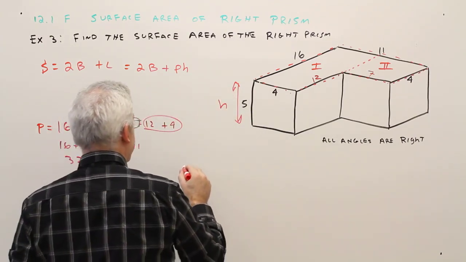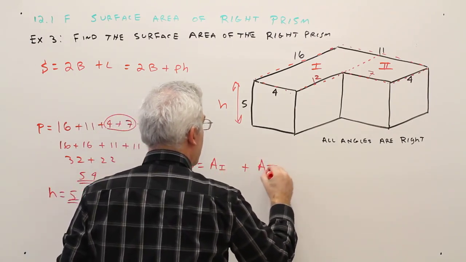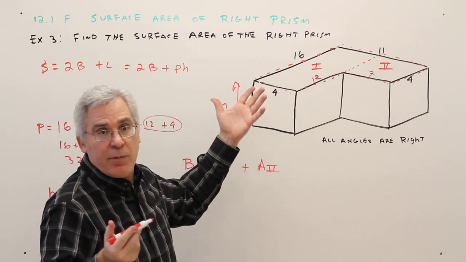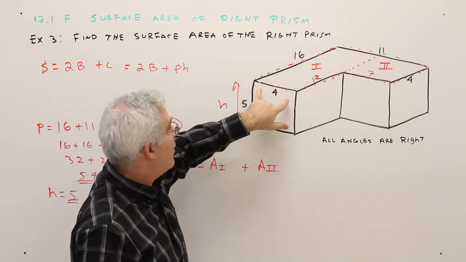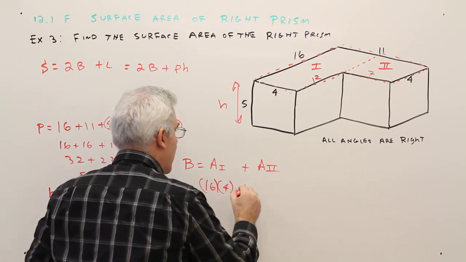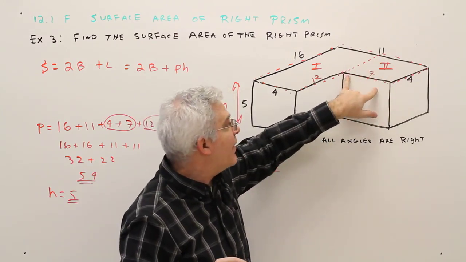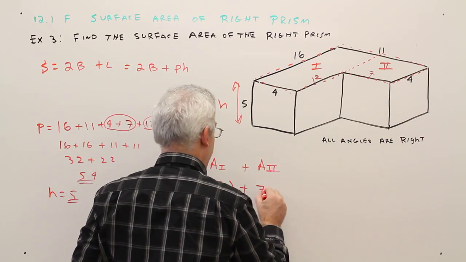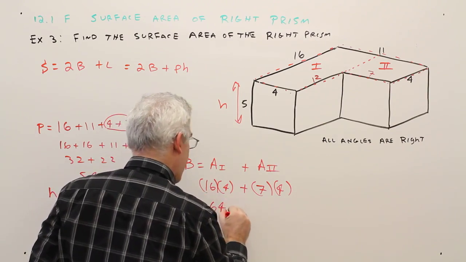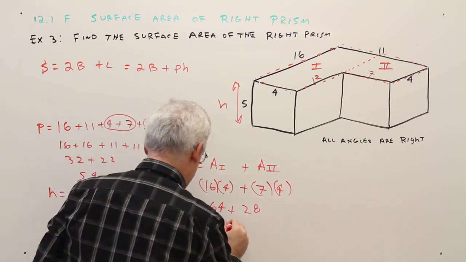All right, so we'll do that over here. So the base equals area of region 1 plus area of region 2. All right, area of region 1 is a rectangle. That's just going to be the length times the width, 16 by 4. The area of region 2 is also a rectangle. It's not 11, it's 7 by 4. All right, so that's going to be 64 plus 28, add 30, subtract 2, so 92.